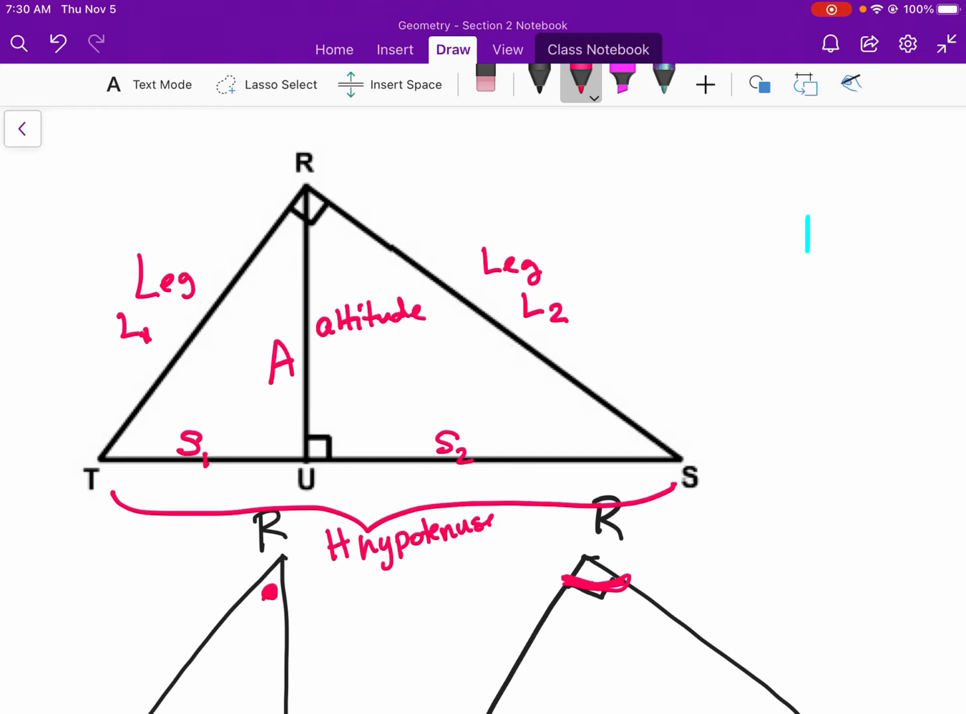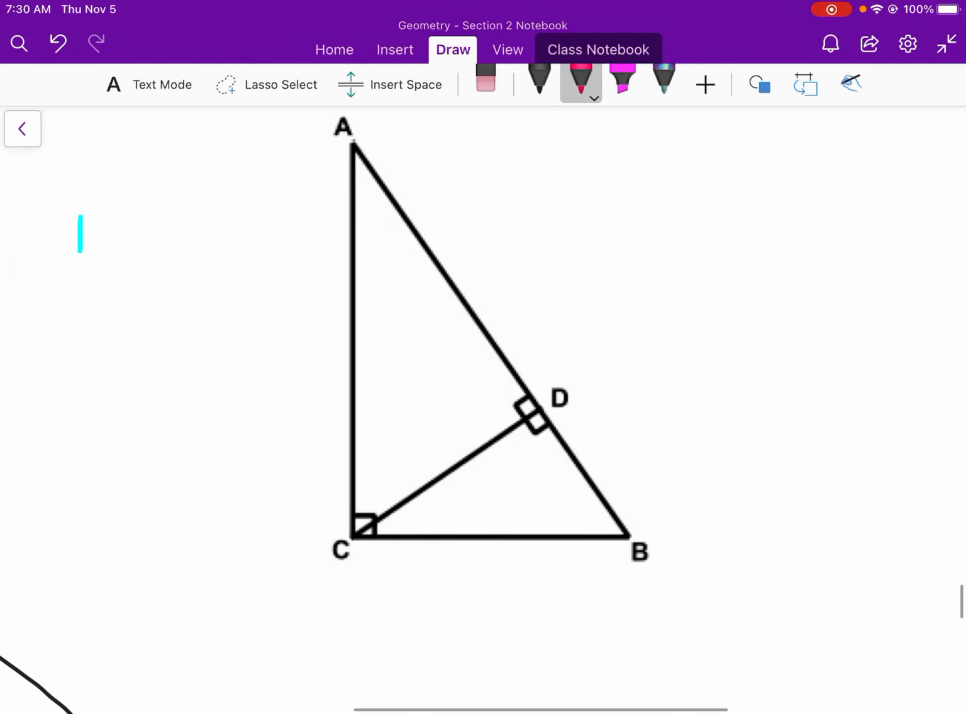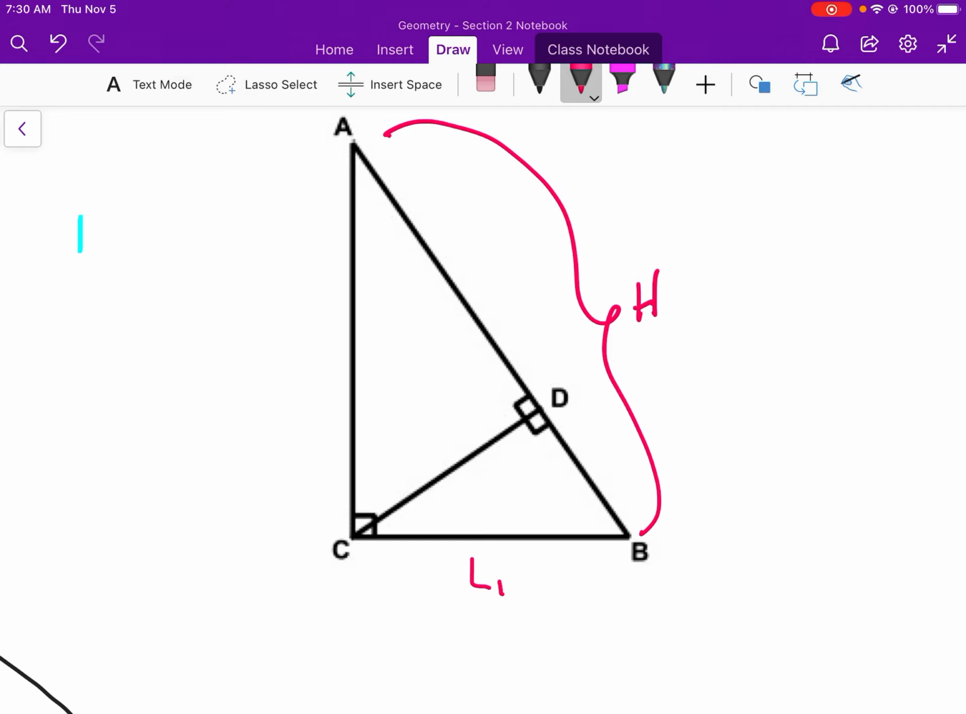Okay, so there they are. Now look, if I go this way, if I go this triangle, the hypotenuse is the giant side, AB, so that's going to be H for hypotenuse. The BC at the bottom here, that's going to be one of the legs, so I just arbitrarily call it leg 1.